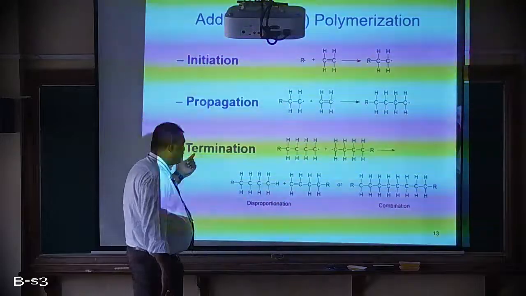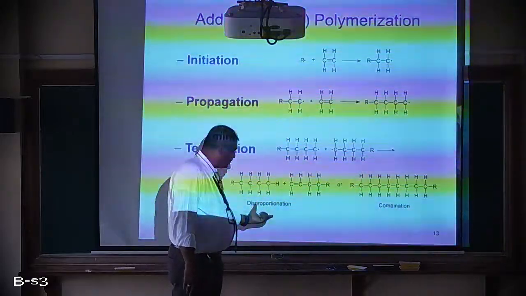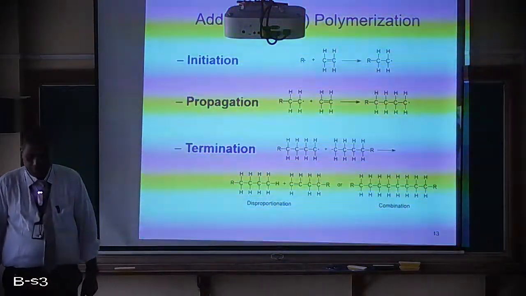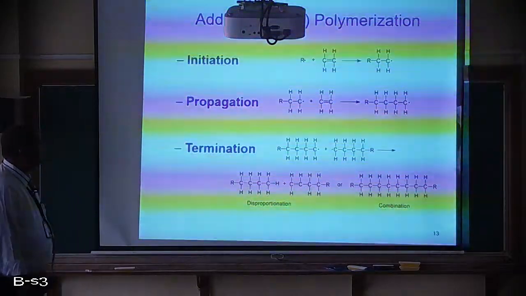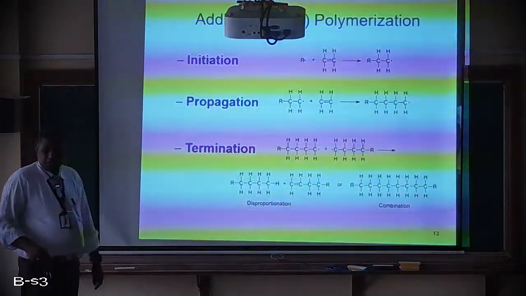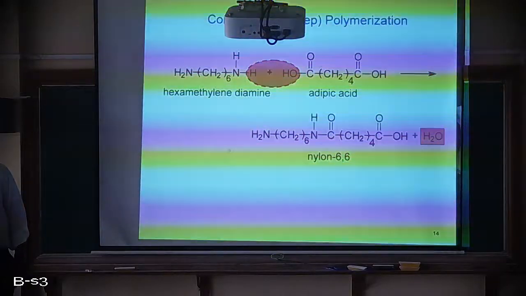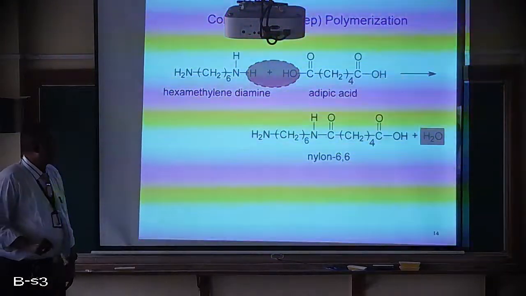This termination is of 2 types again: the disproportionation and the combination. So this is a type of addition or chain polymerization. Next is the condensation or step polymerization process.